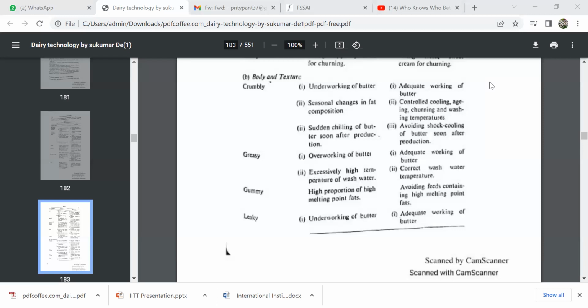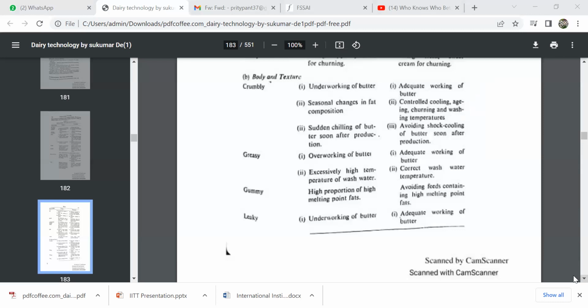Next color defect is streaky or wavy due to uneven working of butter, incomplete working of 2 or more lots of butter. तो इसके लिए working of butter should be proper, adequate. Dull or pale color due to overworking of butter. इसको avoid करने के लिए working of butter should be adequate.